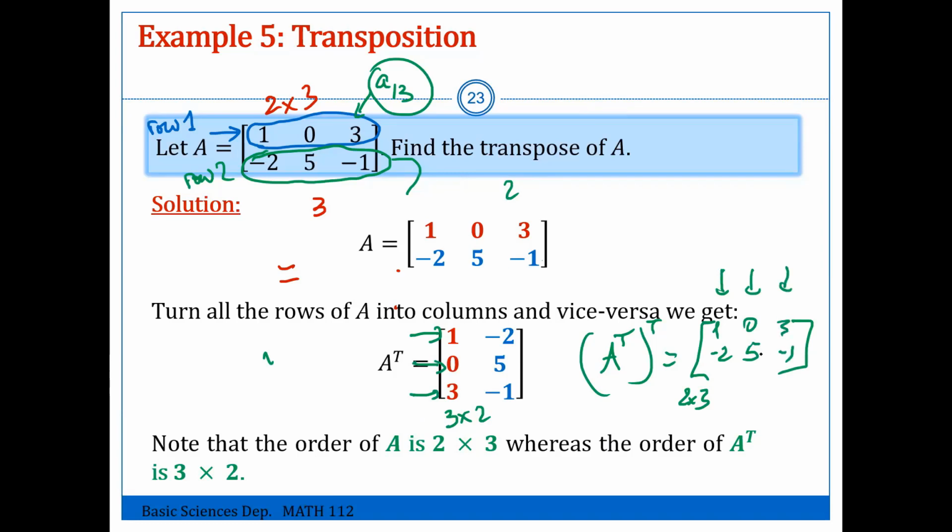So what do we remark here if we compare it to the original matrix A? What do you see? Guess what? The transpose of A transpose just puts it back in the same order. It's like you jumped and came back onto your feet.